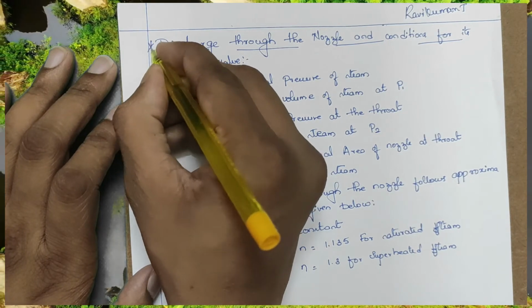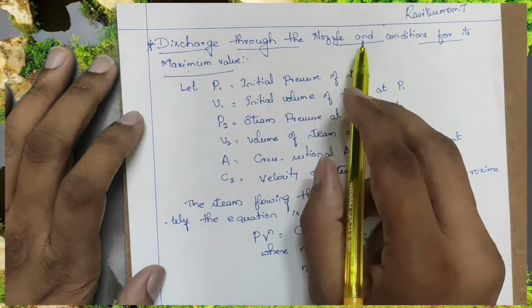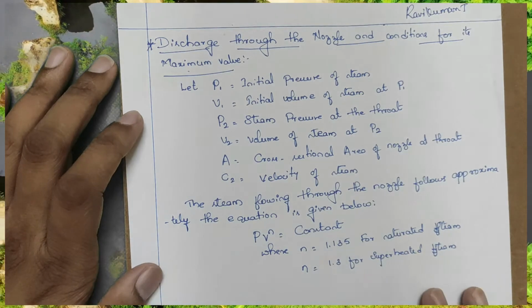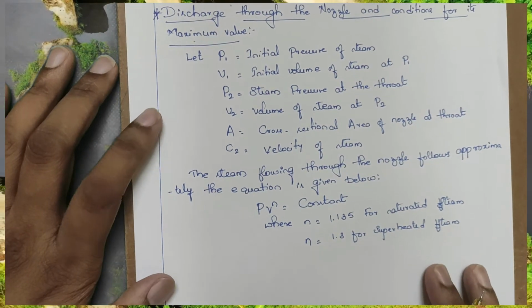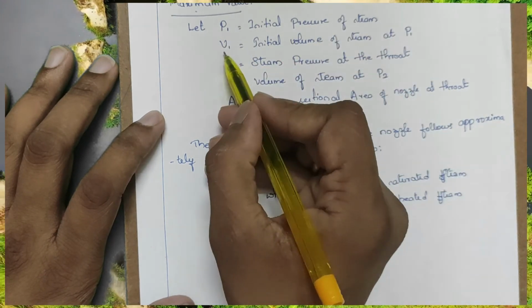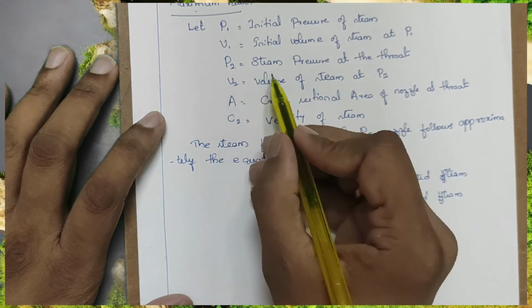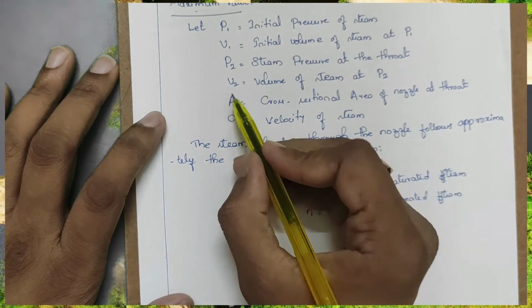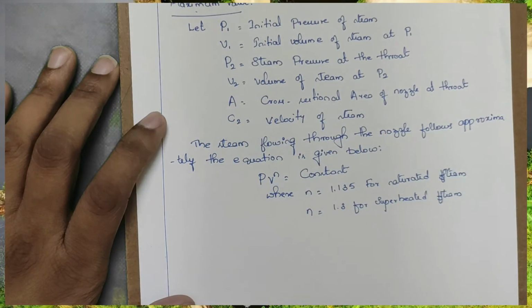So we'll continue. Next is discharge through the nozzle and the condition for its maximum value. This is a very important derivation. Here you will consider P1 as the initial pressure of steam, V1 as the initial volume, P2 as the pressure at the throat, and V2 as the volume at the throat.